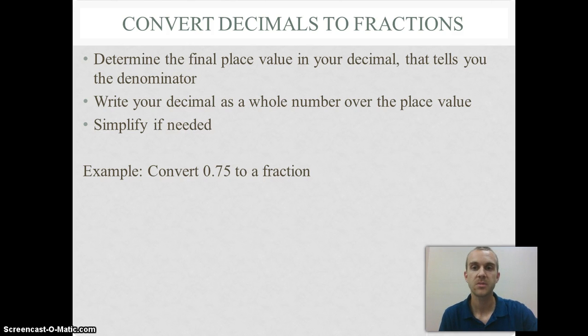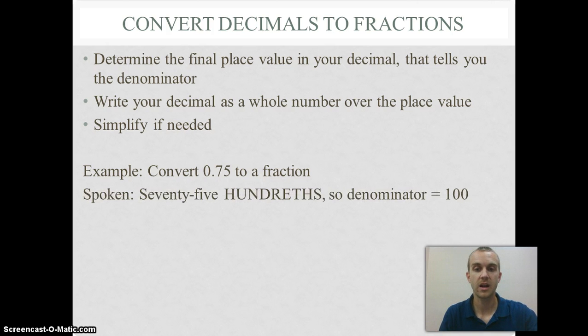Now if we need to convert decimals back to fractions, we have to think about what's that final place value that's in our decimal. That will be our denominator. So what we can do then is write our decimal as the whole number, and then we place that over the denominator that's based on the place value, and then we simplify. For example, if we say this number, this is 0.75, and that hundredths tells us our denominator is 100.